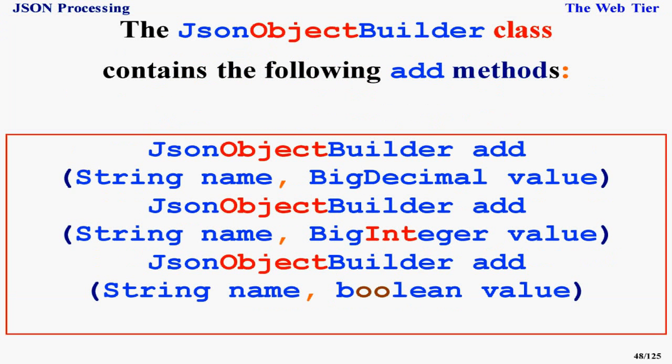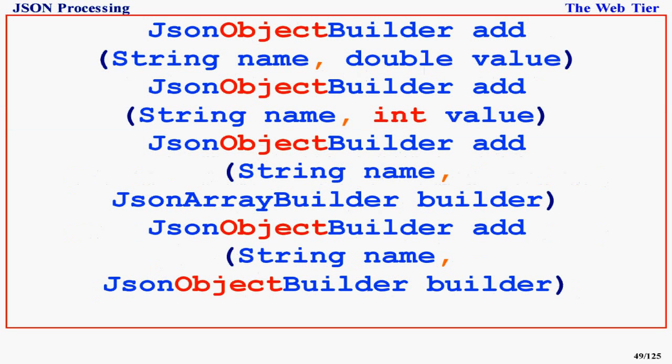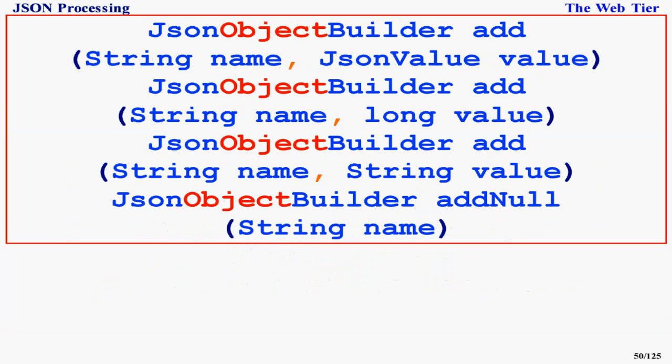The JsonObjectBuilder class contains the following add methods. JsonObjectBuilder add(String name, BigDecimal value), JsonObjectBuilder add(String name, BigInteger value), JsonObjectBuilder add(String name, boolean value), JsonObjectBuilder add(String name, double value), JsonObjectBuilder add(String name, int value), JsonObjectBuilder add(String name, JsonArrayBuilder value), JsonObjectBuilder add(String name, JsonObjectBuilder value), JsonObjectBuilder add(String name, JsonValue value), JsonObjectBuilder add(String name, long value), JsonObjectBuilder add(String name, String value), JsonObjectBuilder addNull(String name).